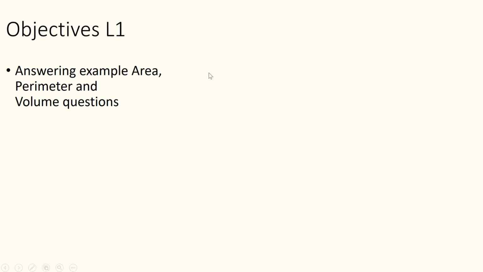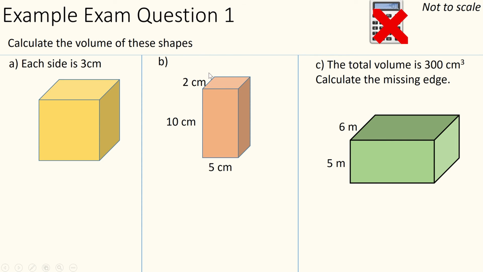So the first one is a volume one, and that's a non-calculator one that I have seen. So let's quickly run through these. Calculate the volume of these shapes. These are typically worth 1 mark each.